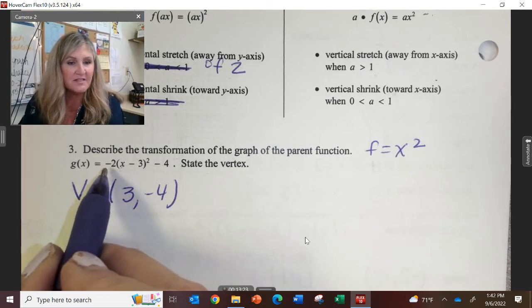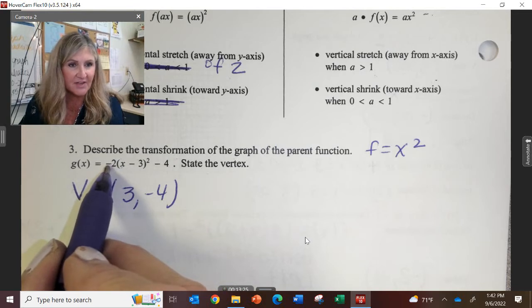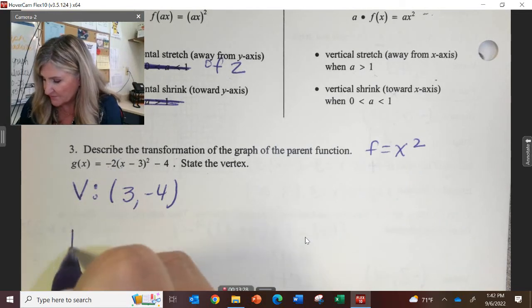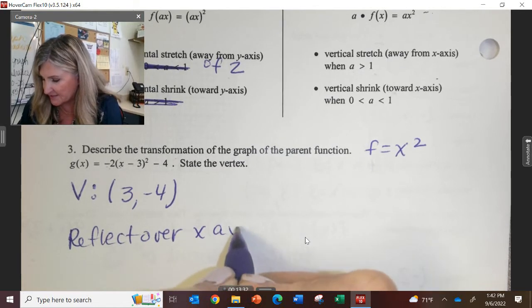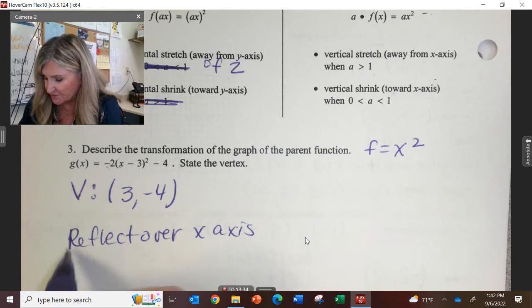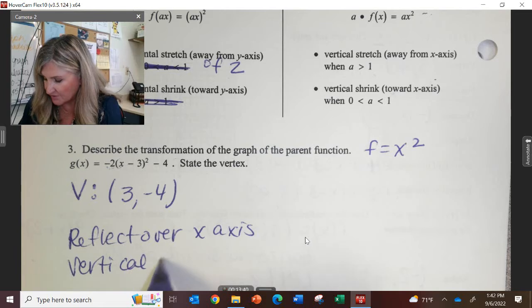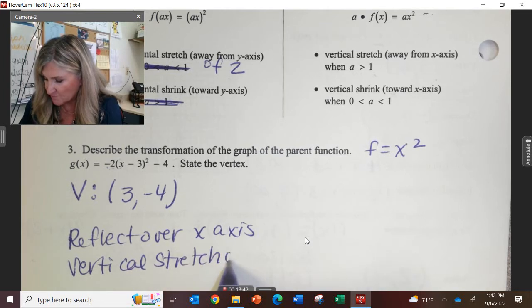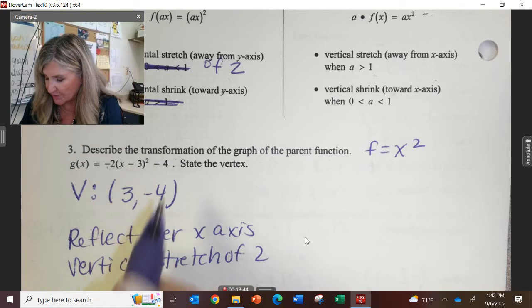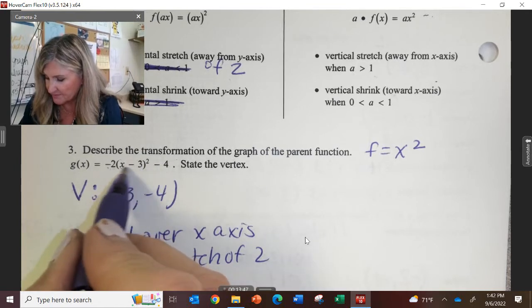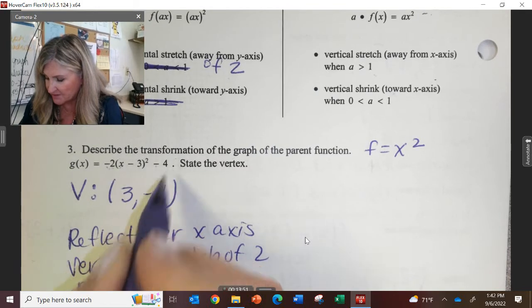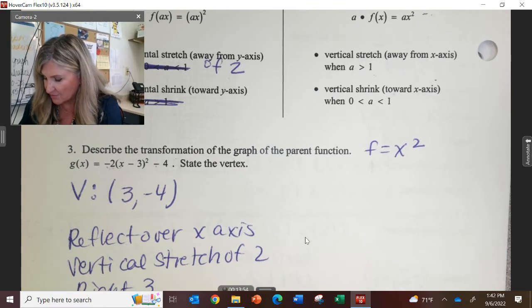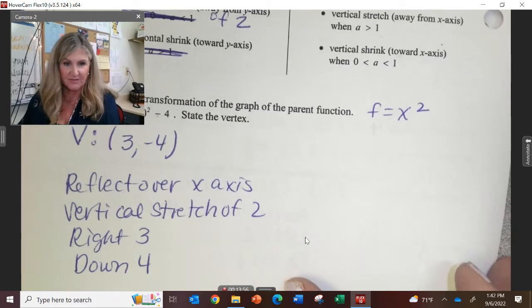Now, what is this negative going to do? Right, so reflect over the x-axis. Then what's the 2 do in the front? Vertical stretch of 2. Also, what else? We went to the right 3. And what else? Down 4. Okay, that's all the transformations.